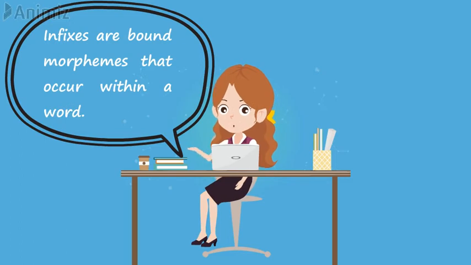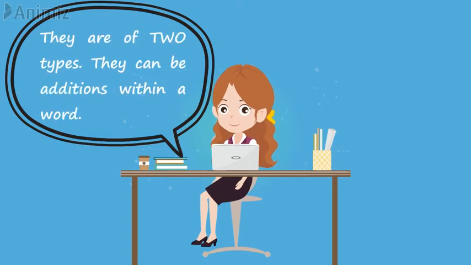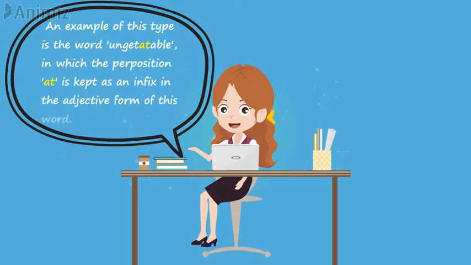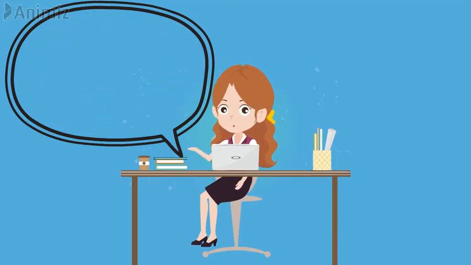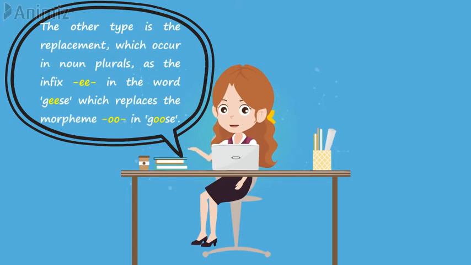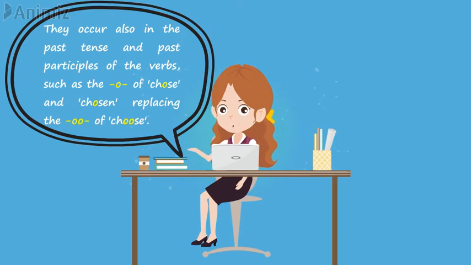Infixes are bound morphemes that occur within a word. They are of two types. They can be additions within a word. An example of this type is the word unjutatable, in which the preposition at is kept as an infix in the adjective form of this word. The other type is the replacement, which occurs in noun plurals, as the infix e in the word geese, which replaces the morpheme u in goose. They occur also in the past tense and past participles of the verbs, such as the o of chose and chosen replacing the u of choose.